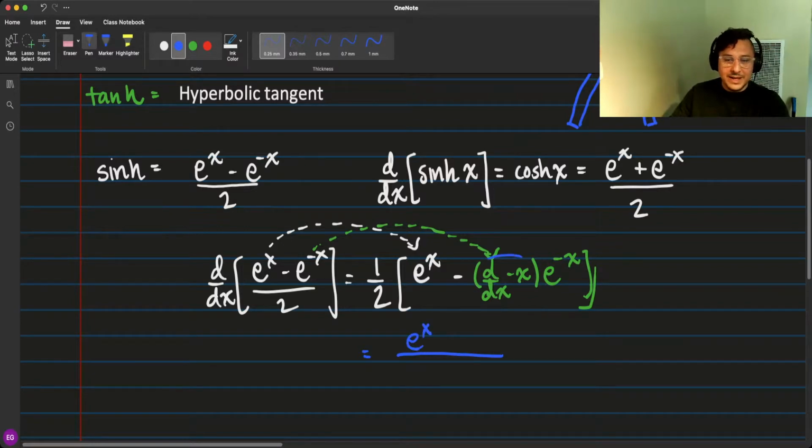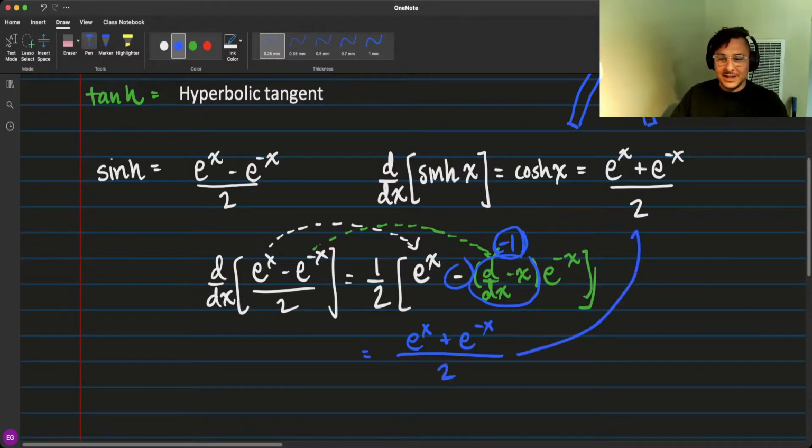The derivative of negative x is minus 1. And then what happens to these two minuses? They cancel and give you plus. And notice that this is exactly that one over there. It's sort of crazy. It follows a lot of the same properties that sine and cosine follow, and it has a lot of practical connections.